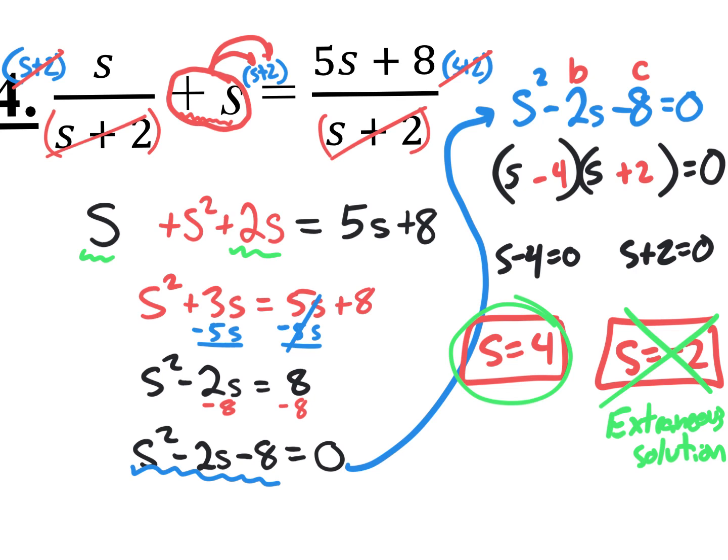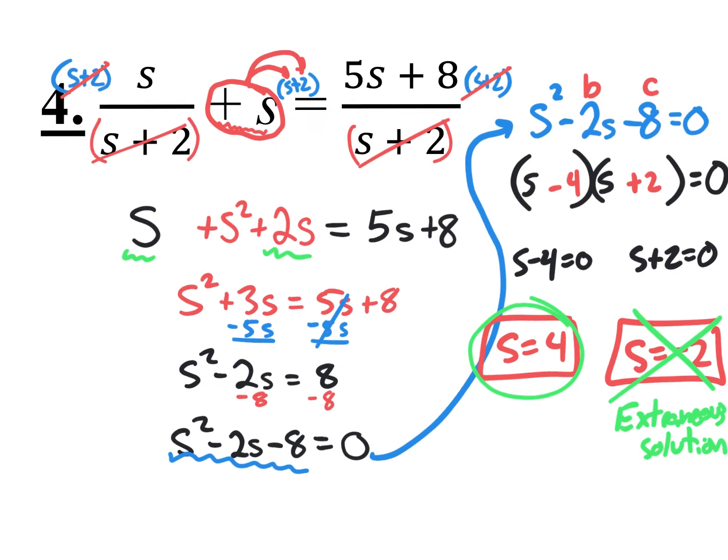I mean, on the test, all I'm going to ask is for you to write the answer, and you're just going to write s equals 4. If you put s equals negative 2 as well, then it's going to be wrong, because negative 2 is not the correct answer. Because if you do plug it in, it's undefined. What do you think? Pretty cool.